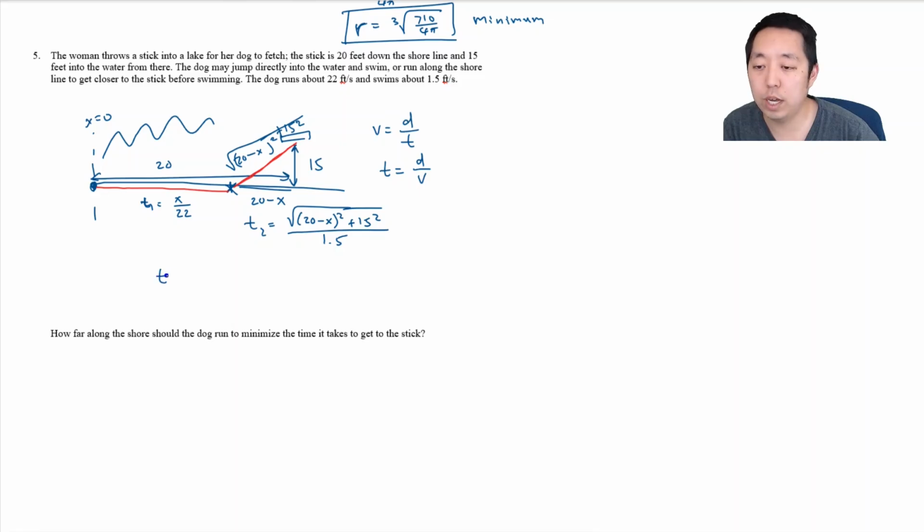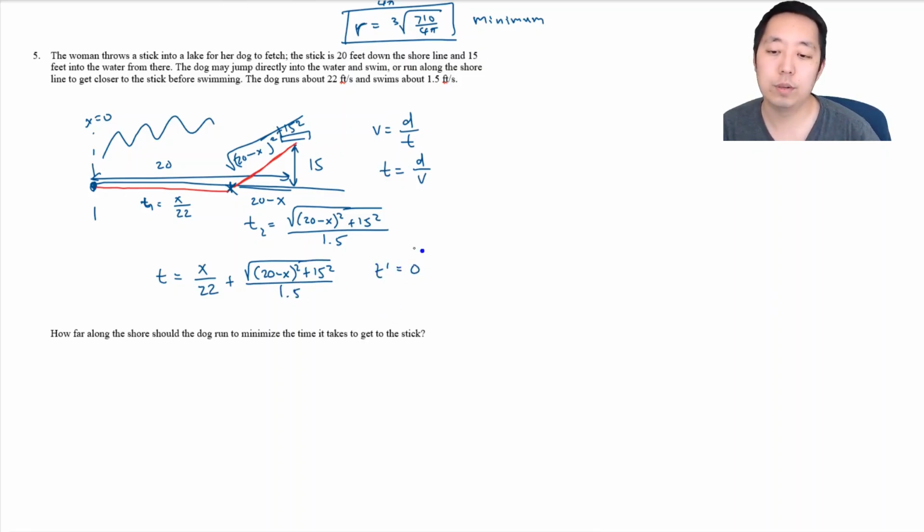And so the total time, what I want to optimize for, is the sum of these two times, x over 22 plus this time here. I'm going to leave it like that rather than simplify. You want to think about what derivative rules you're going to use, and the derivative is easier that way than having to bother to expand. Okay, so t prime equals 0.